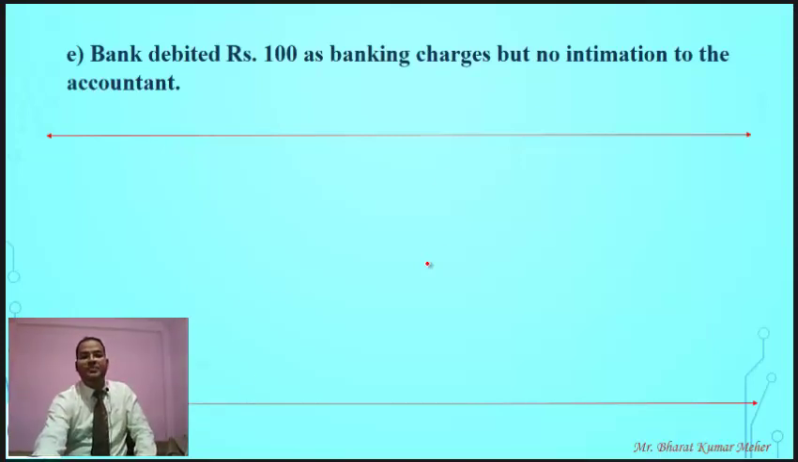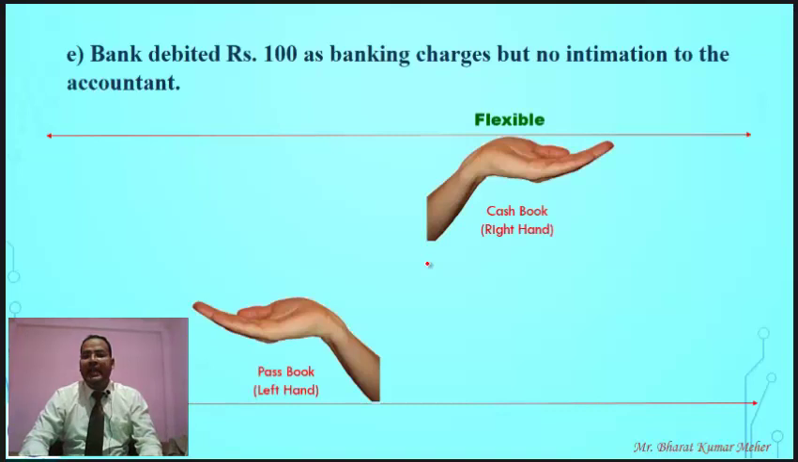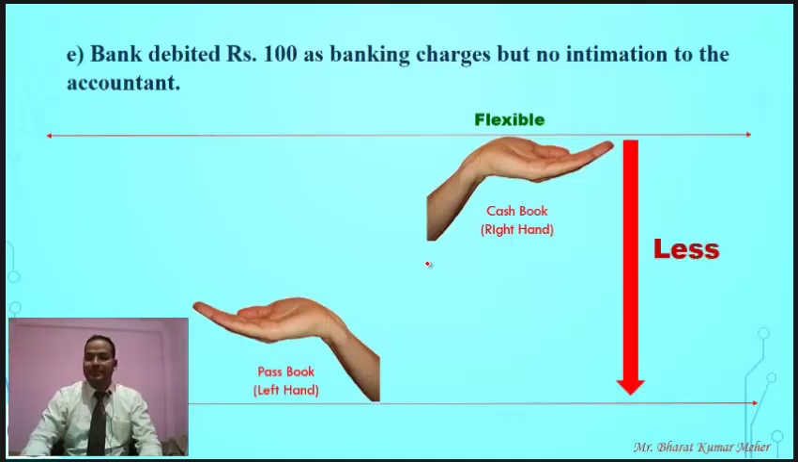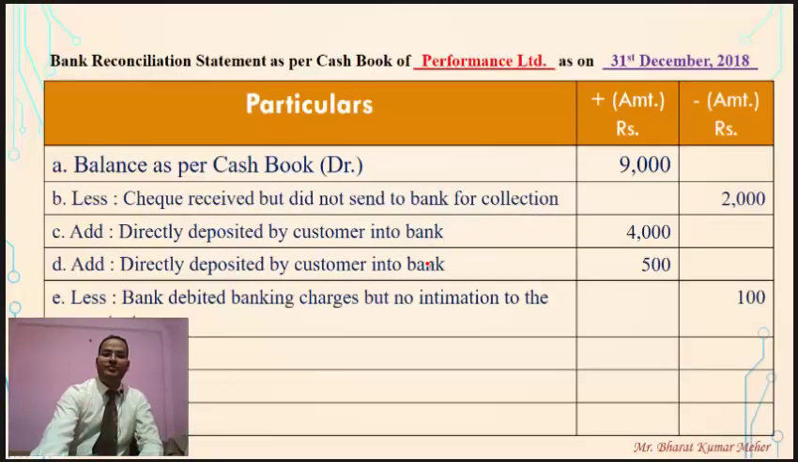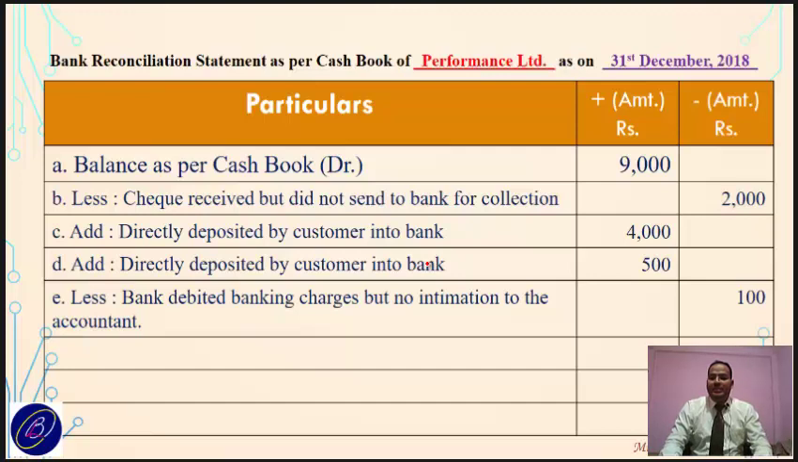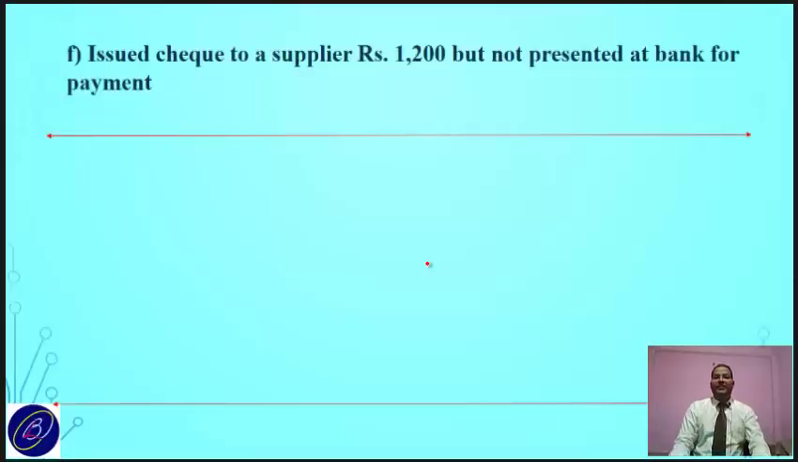Please look at the picture. Cash book is more and passbook is less. So what we have to do with the cash book? We just have to make it less. Clear to everyone? Look at the solution. That point E, less, bank debited banking charges but no intimation to the accountant. Fine. The last point, F, issued check to a supplier rupees 1200 but not presented at bank for payment.